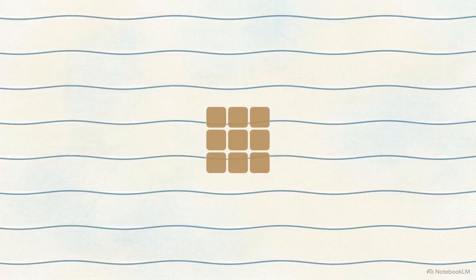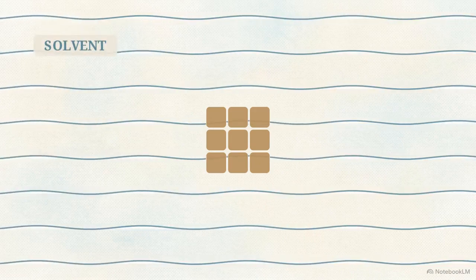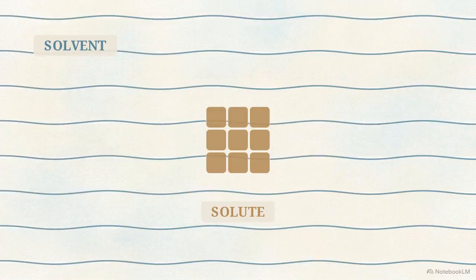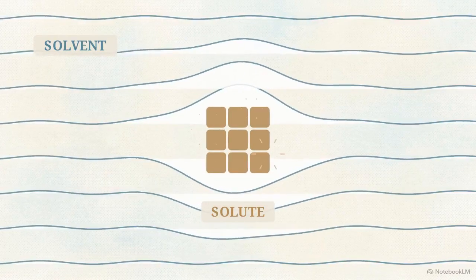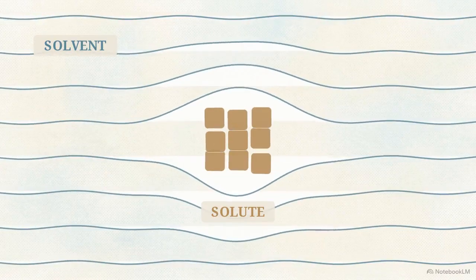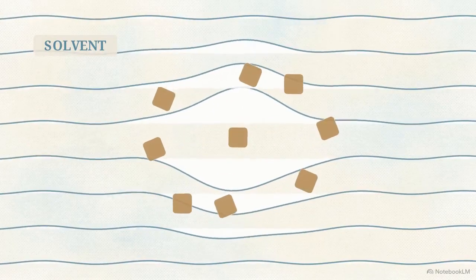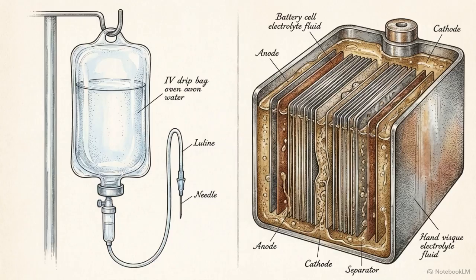Creating a solution requires two mechanical components, a liquid medium and a raw material ready to be broken down. The liquid doing the dissolving is the solvent. The substance disappearing into it is the solute. The solvent molecules surround the solid material, forcing continuous physical collisions until the solute is pulled apart and distributed into a uniform mixture. Mastering this specific solute-solvent interaction is how we engineer everything from life-saving medical drips to high-density industrial batteries.